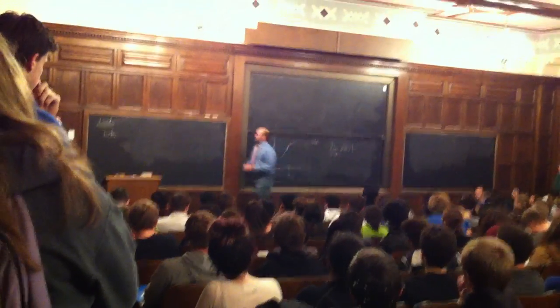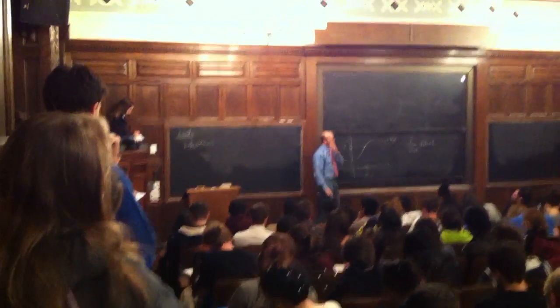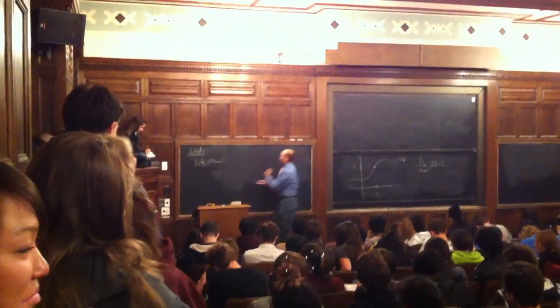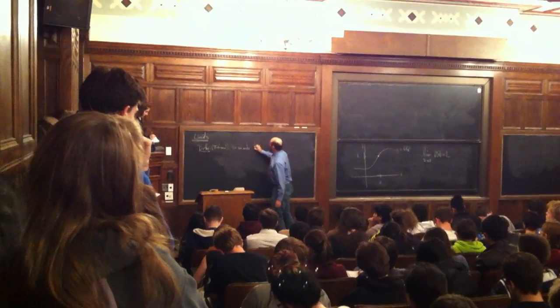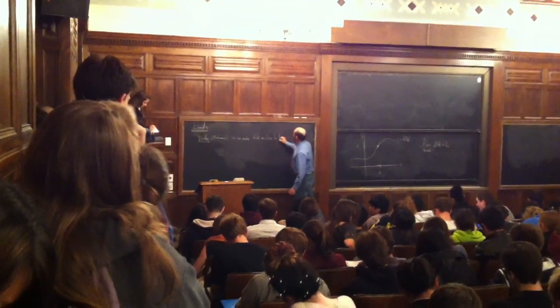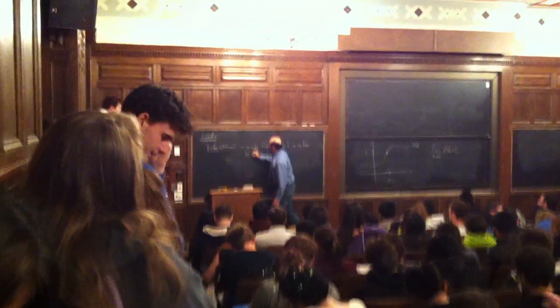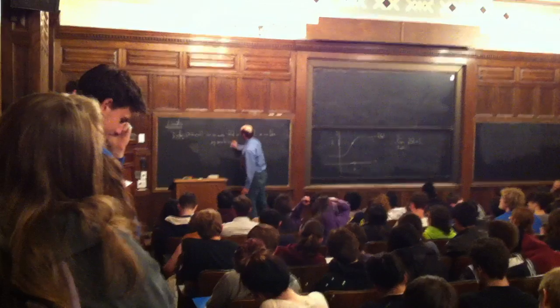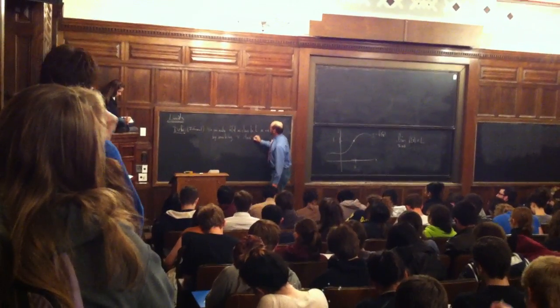Okay, so informal definition. And then we'll translate it into a formal definition in a second. We can make f of x as close to L as we like by making x close enough to A.